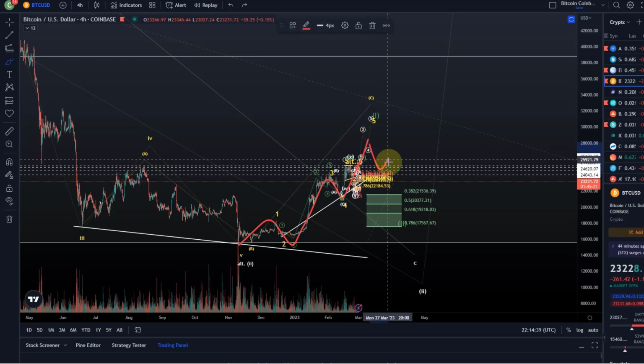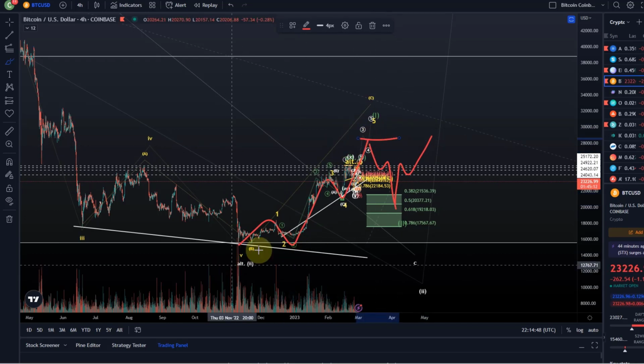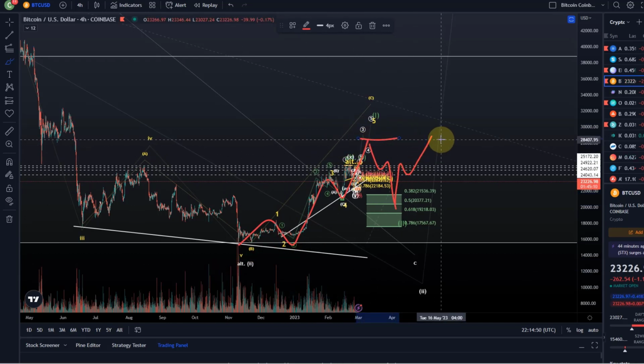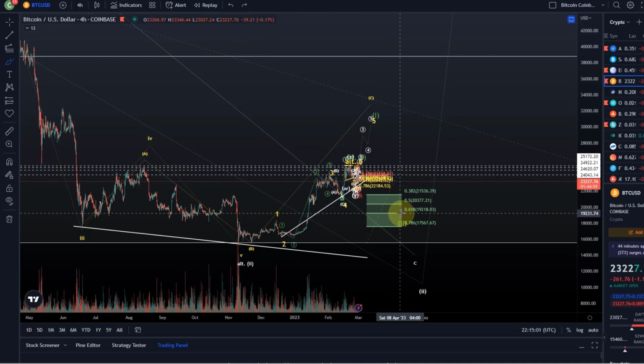Then 3 waves down in an ABC, that's the second level of confirmation. So we need 5 up, 3 down, and then ideally you want to go above the previous high of the wave 1 here. And that's the third level of confirmation. Confirmation doesn't mean certainty, it can still break down, but it increases probabilities massively that the trend has shifted. Trend changes are the most difficult regions to trade.